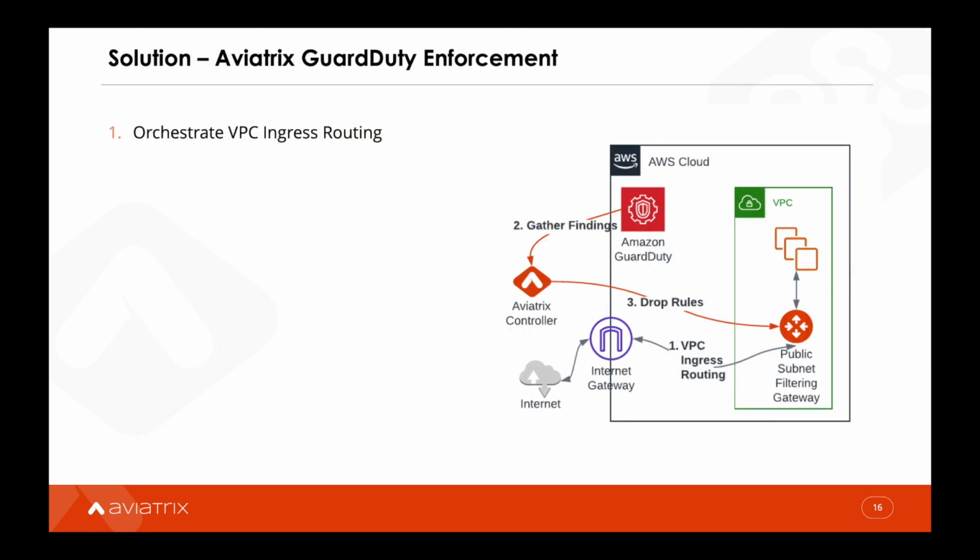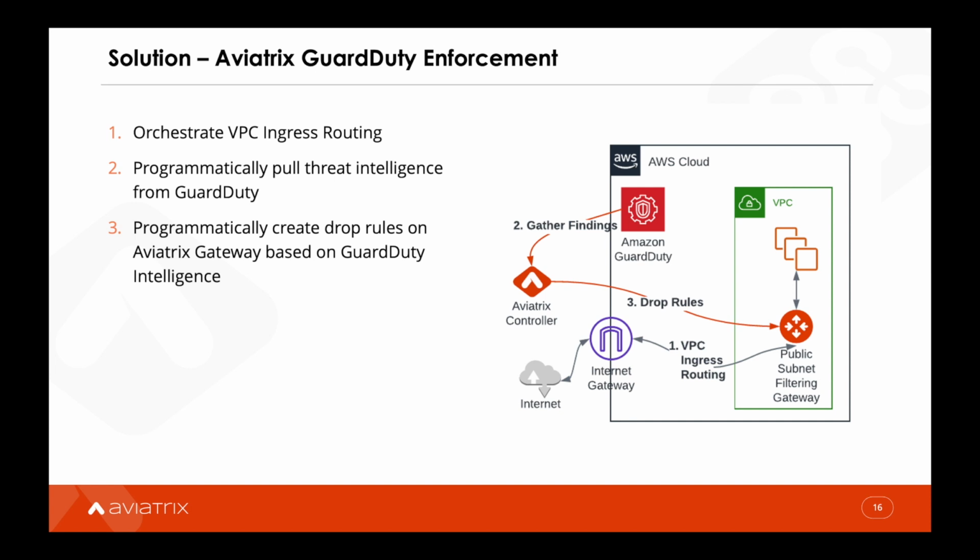Aviatrix has a solution called Guard Duty Enforcement. It takes Ingress traffic and leverages an AWS feature called Ingress routing to redirect traffic to an Aviatrix gateway. Next, because the controller has deep API level integrations with AWS, Guard Duty provides its findings to the controller. And finally, the controller will program the gateway with filtering rules or firewall rules to block traffic from bad actors or malicious IPs that Guard Duty identifies.